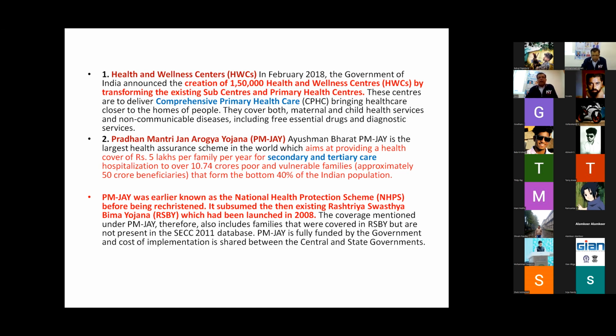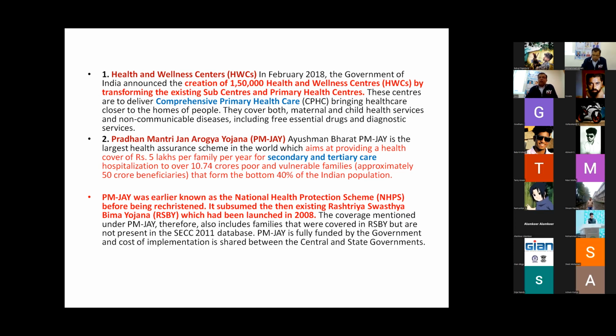And the next one, that is the Pradhan Mantri Jan Arogya Yojana. Ayushman Bharat PMJAY is the largest health assurance scheme. Now mind the word assurance, it is not insurance, right? It is not insurance, it is assurance, that is assuring. Health assurance scheme in the world, which aims at providing a health cover of rupees 5 lakh per family per year for secondary and tertiary care hospitalization.